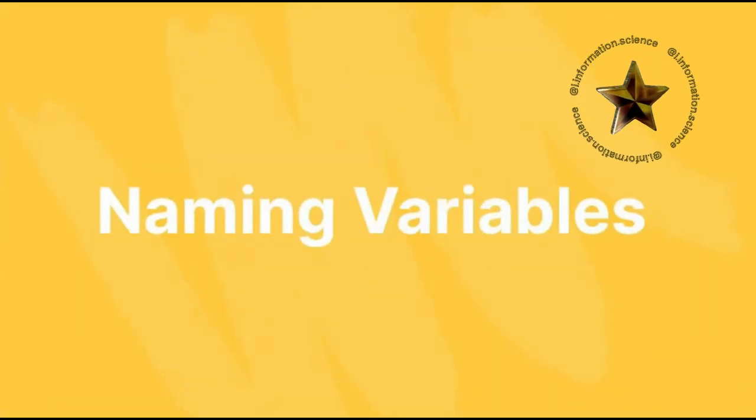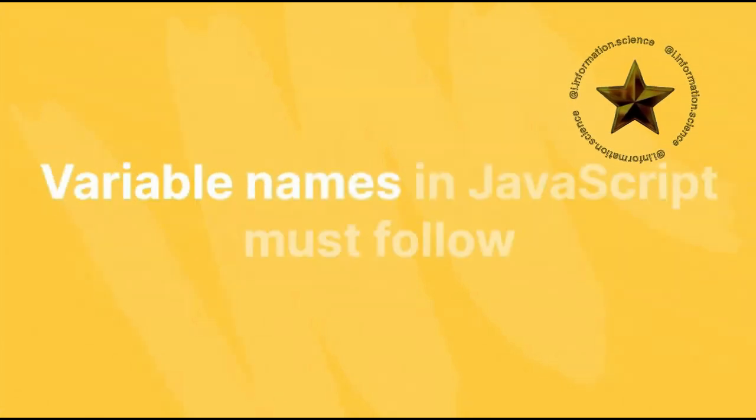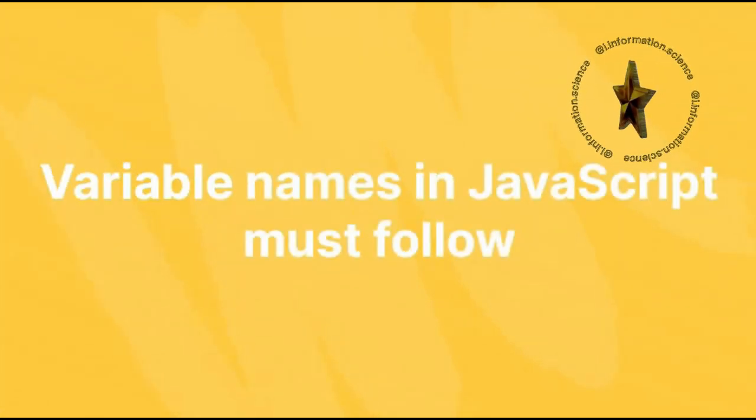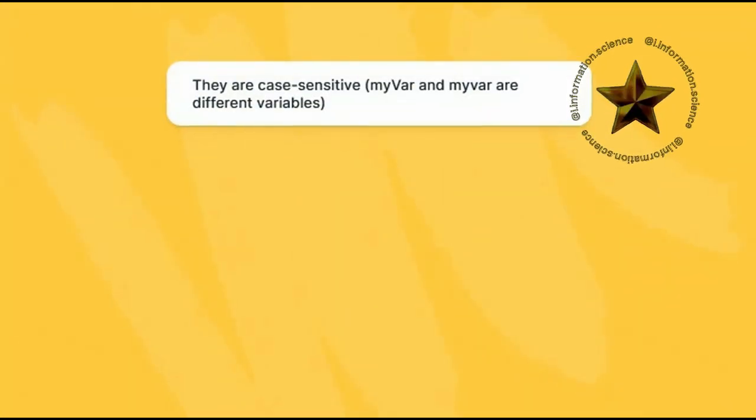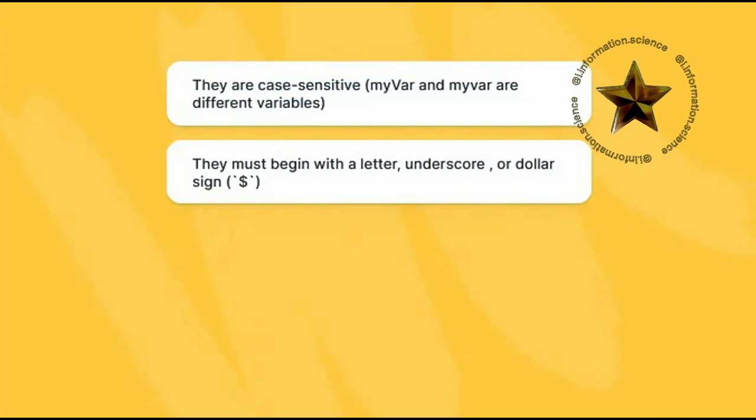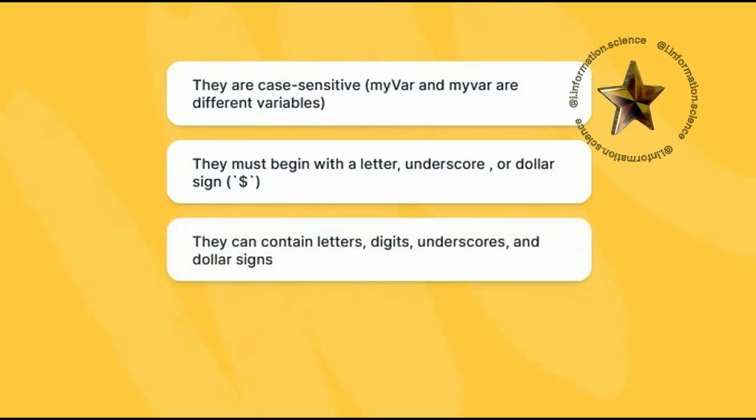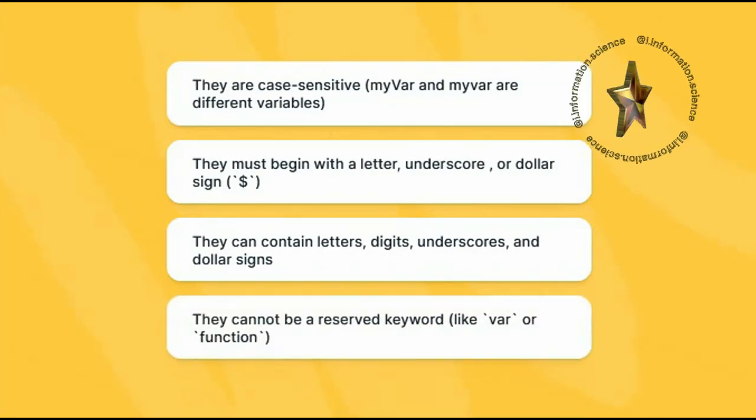Naming variables. Variable names in JavaScript must follow these rules. They are case sensitive. MyVar and myVar are different variables. They must begin with a letter, underscore, or $. They can contain letters, digits, underscores, and $ signs. They cannot be a reserved keyword, like var or function.